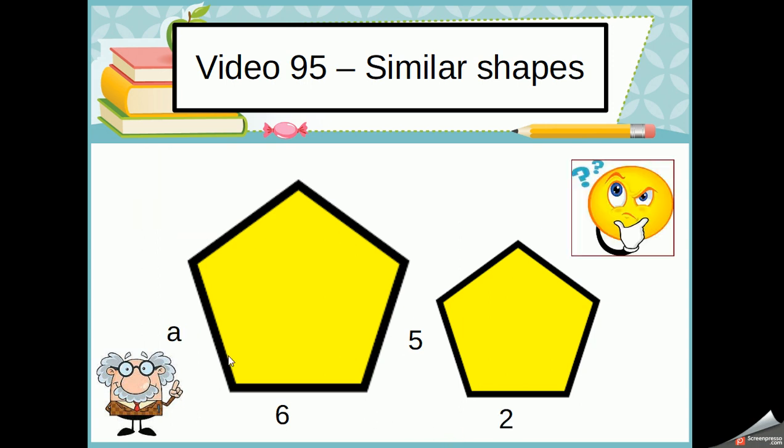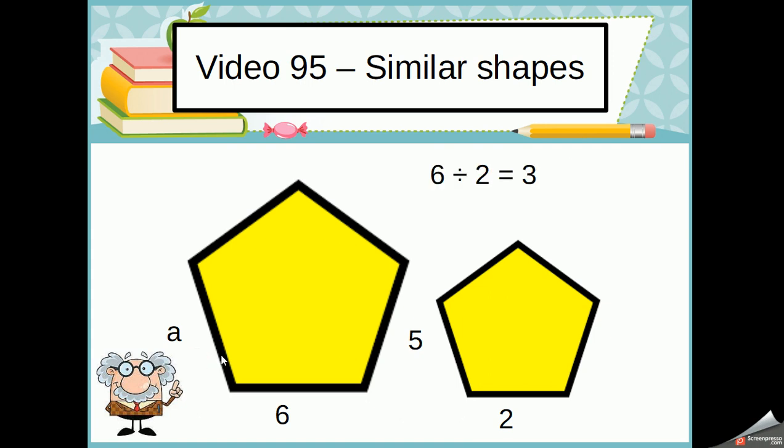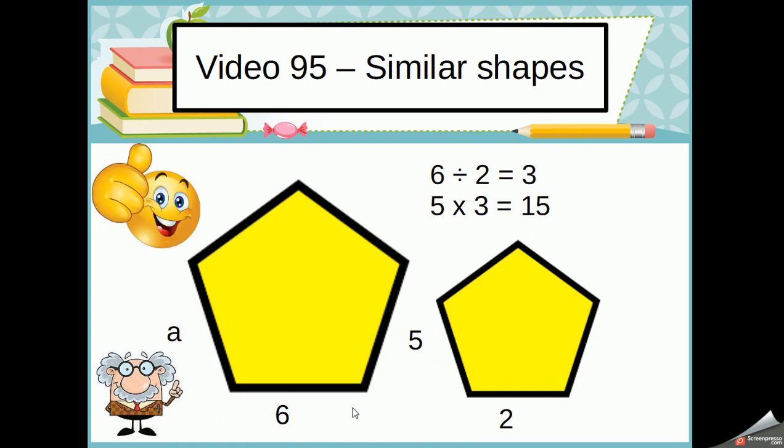Now, a slightly different one. What if the bigger shape is missing? Well, I'll simply do the 6 divided by 2 principle again. So that's telling me that any larger side, when divided by 3, gives me the smaller side, or conversely, when I multiply the smaller side by 3, it gives me the larger side. So 5 times 3 gives me 15. The corresponding side on the larger shape of this similar shape is going to be 15.